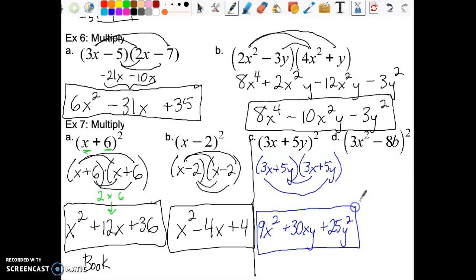So I can let you pause the video and work through the next one. And I'm running out of space, so I'm going to try and squeeze it right here. It'll be 9x to the fourth. The outside would be negative 24x squared b. The inside would be negative 24, so that's negative 48x squared b, and then plus 64b squared. Sorry, I ran out of space for you. Again, if you need to pause and rewatch it, rewind, go for it.